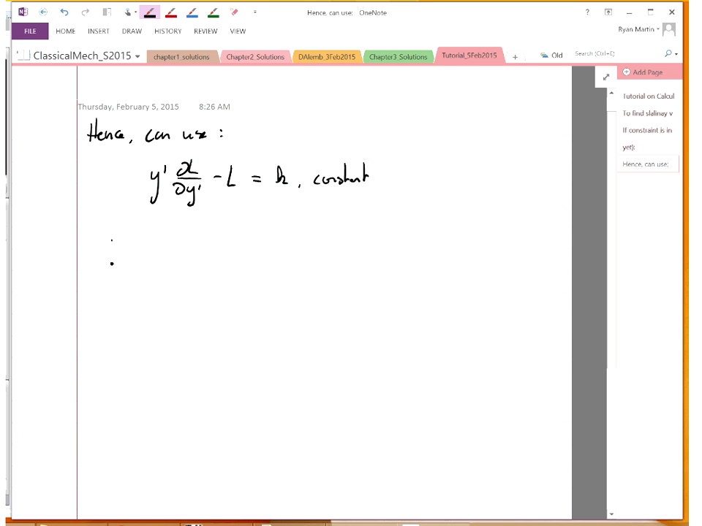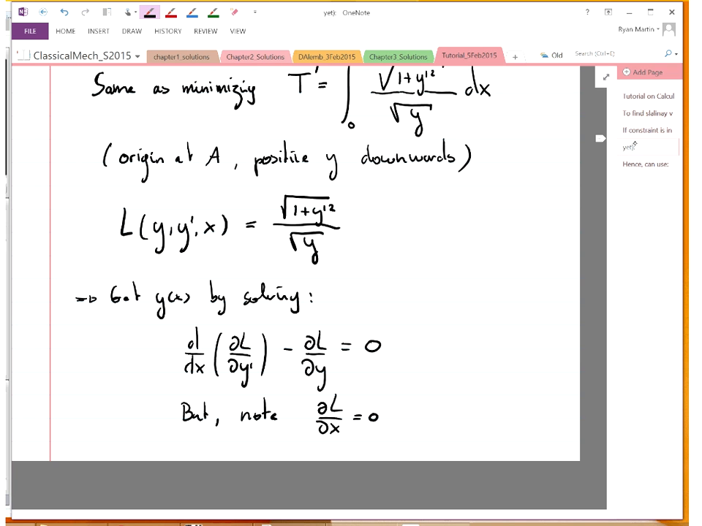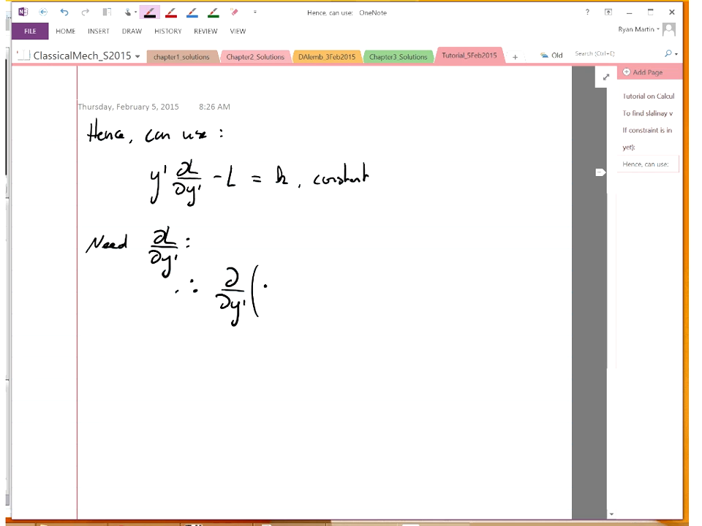So to plug this in, we need partial L by partial y prime. So what we need is the partial derivative with respect to y prime of L. L was equal to 1 over the square root of y times the square root of 1 plus y prime squared. So that's the partial derivative with respect to y prime of 1 over the square root of y times the square root of 1 plus y prime squared.